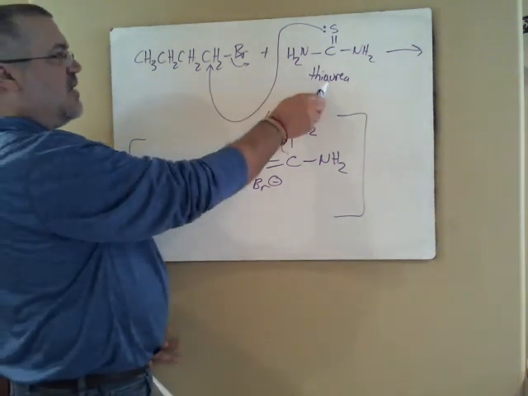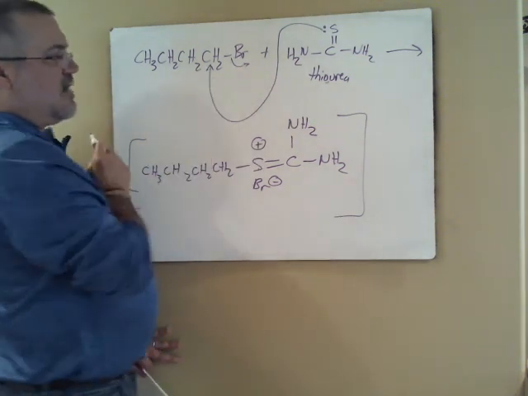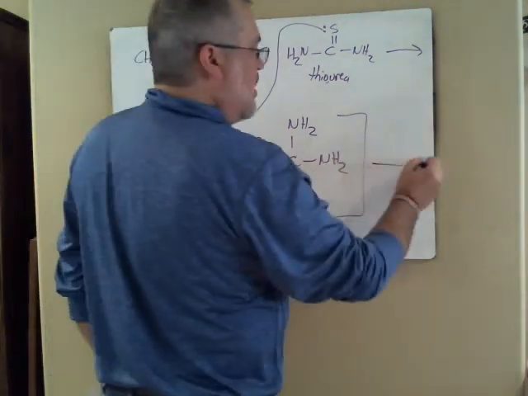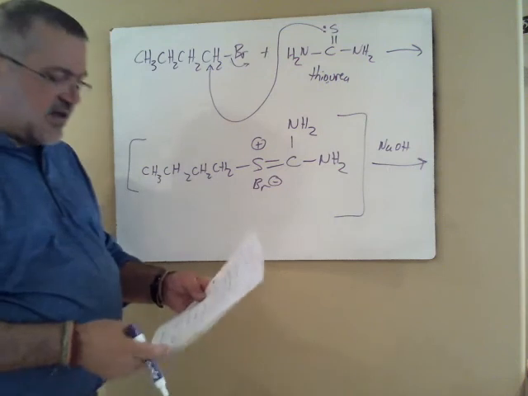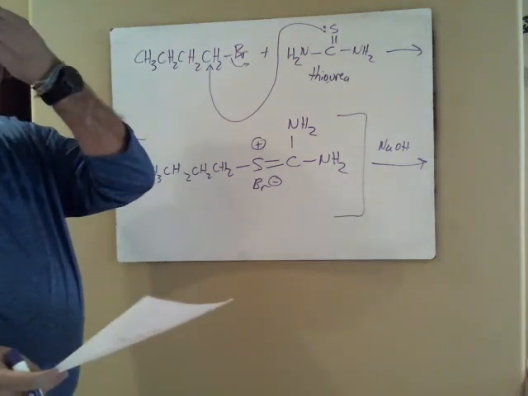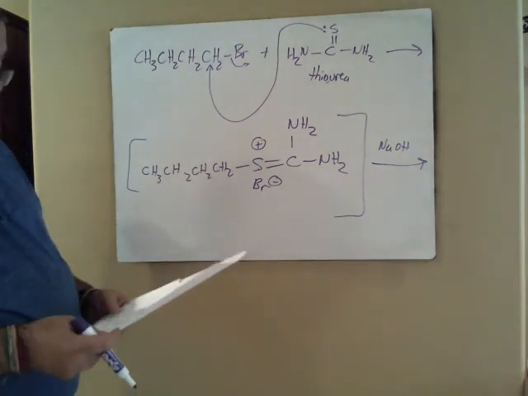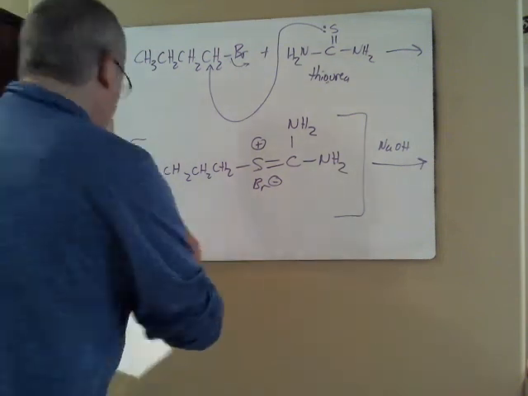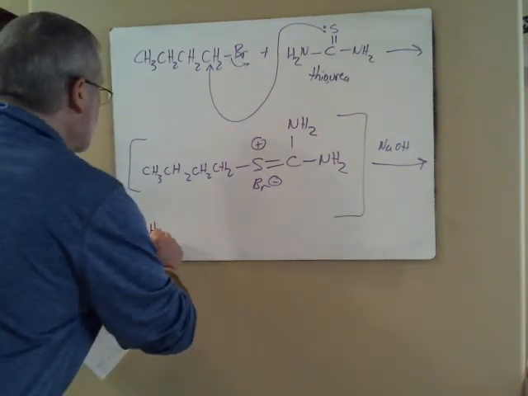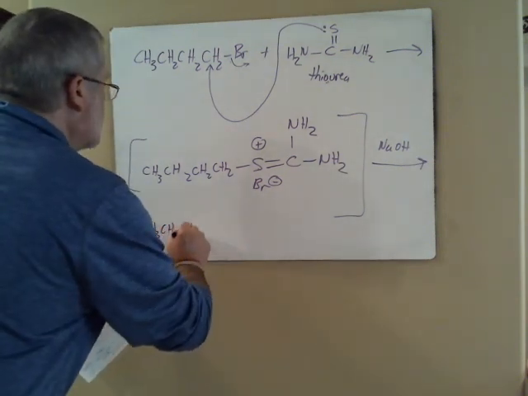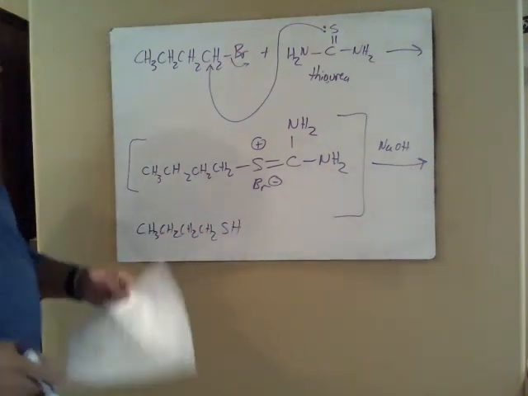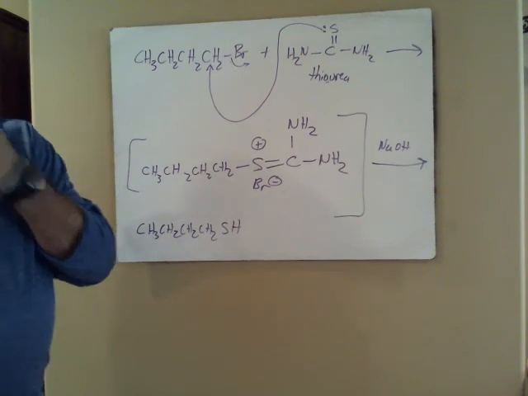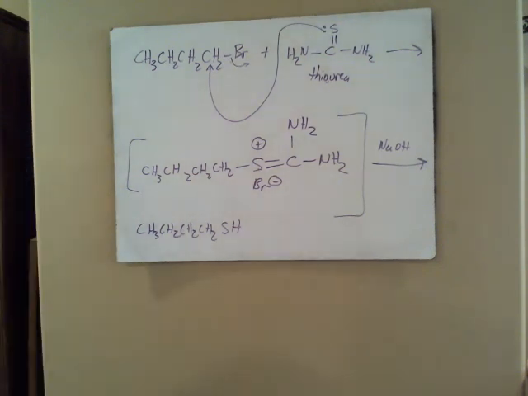Once all of my thiourea has reacted with the alkyl halide, then all I have to do is treat this with sodium hydroxide, and I will remove everything to yield the thiol.